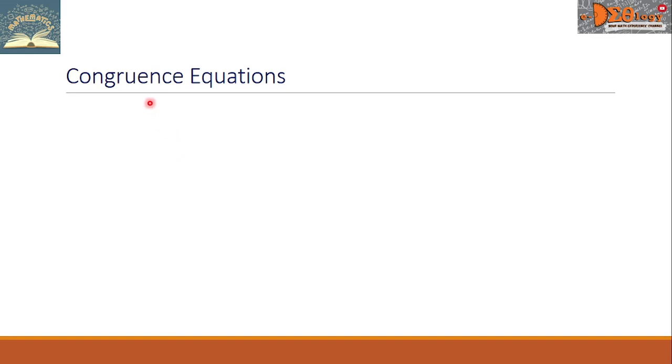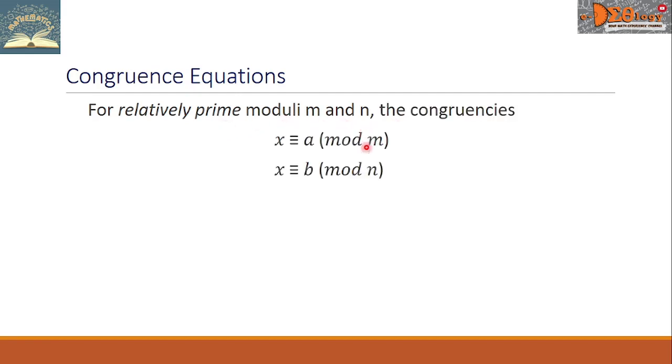Let us define congruence equations. For relatively prime moduli m and n, the congruence x is congruent to a mod m and x is congruent to b mod n have a unique solution x modulo m times n.